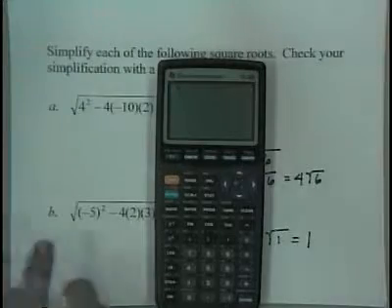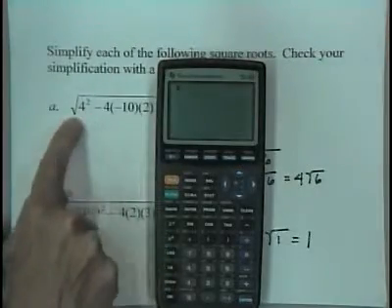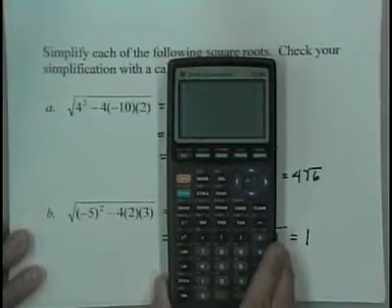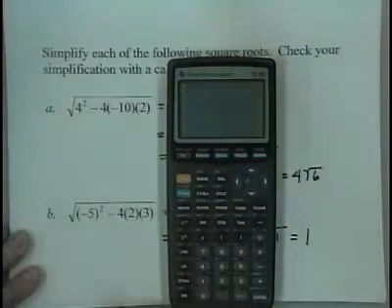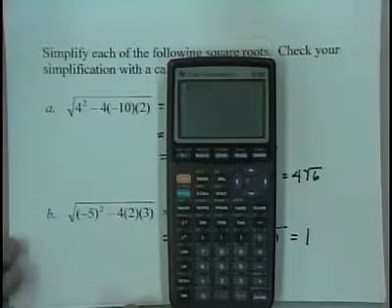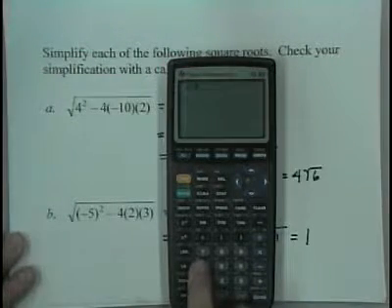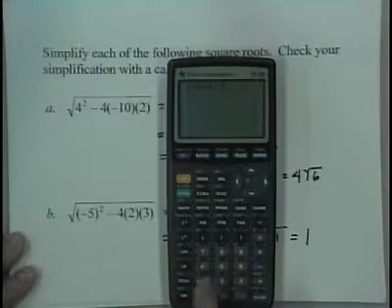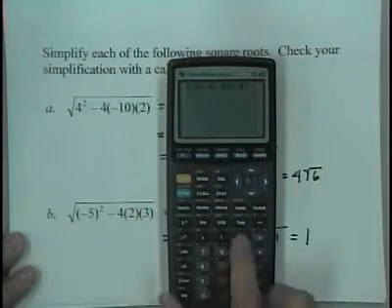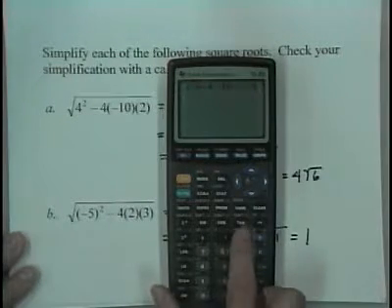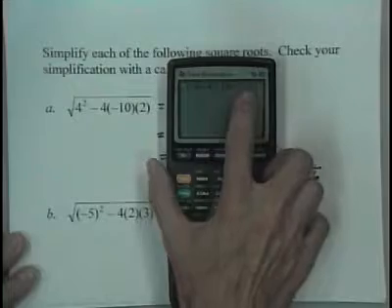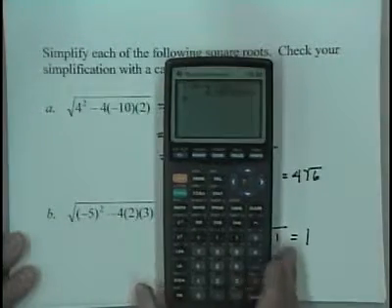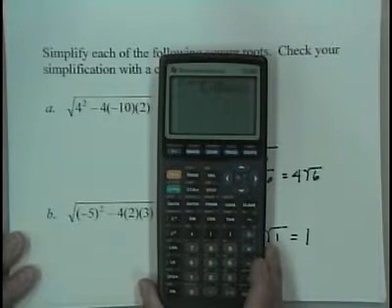Starting with the first one, I'm going to enter exactly what I see here on my calculator. I'm going to start with the square root symbol, and the calculator automatically puts an open parenthesis. Next to that, I'll put 4 squared minus 4 times negative 10 times 2, but I need to close the end of the information inside the radical, and then I'll push enter. I get a decimal, 9.79 and so forth.